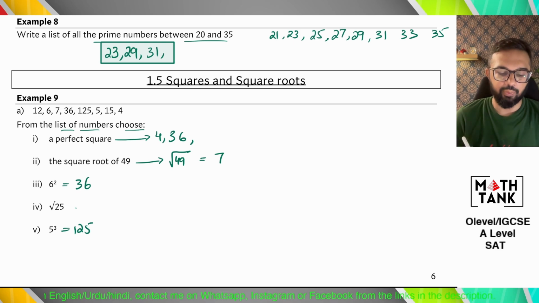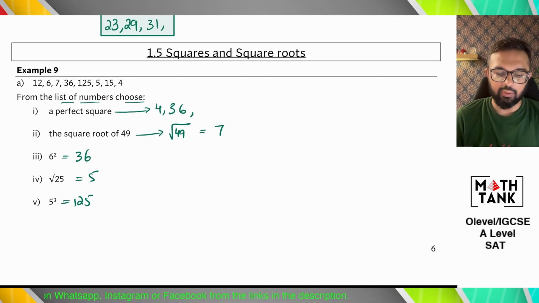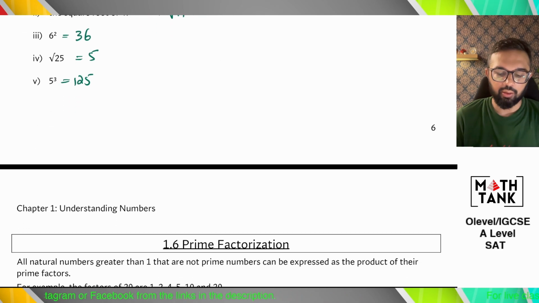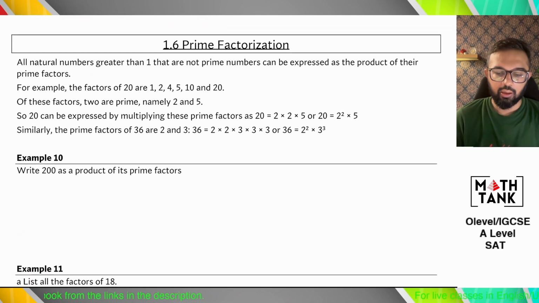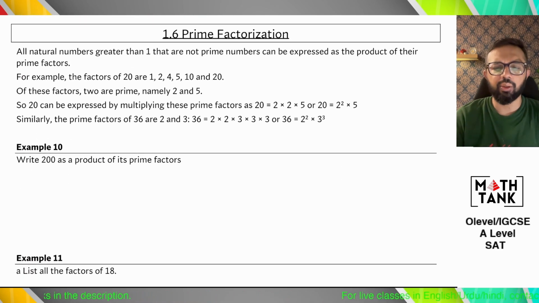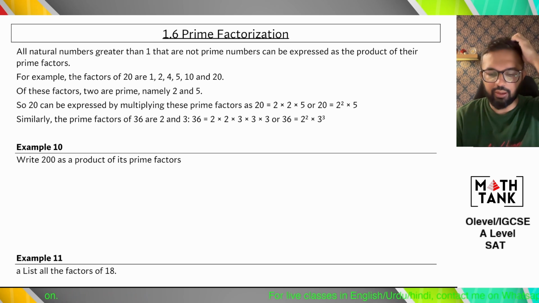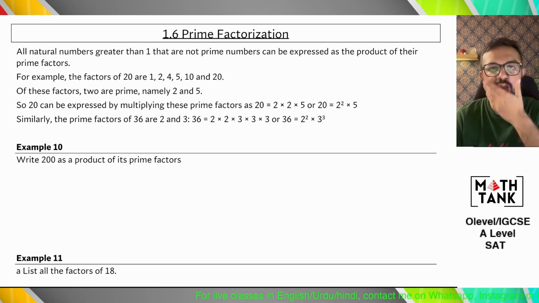Okay, the square root of 25 is 5. Any number that forms a pair is called a square or a square root. Now, the important part of today's video is prime factorization.